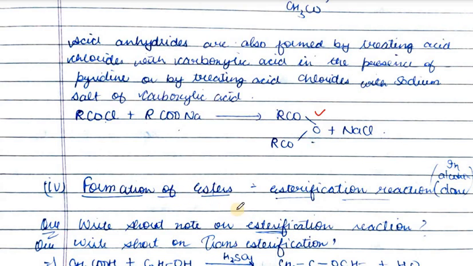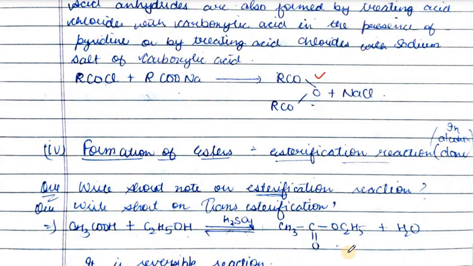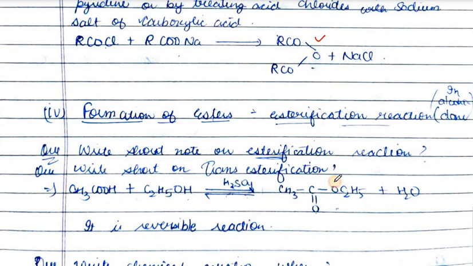So next is formation of esters. If the OH group is replaced with the OR group, then it is an ester. Formation of ester takes place, and due to formation of esters, this reaction is called the esterification reaction. So the esterification reaction can also be asked: carboxylic acid, when it reacts with alcohol in the presence of acid, gives esters, and it is a reversible reaction.